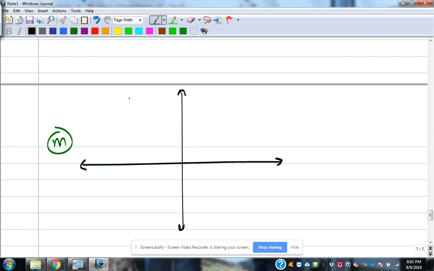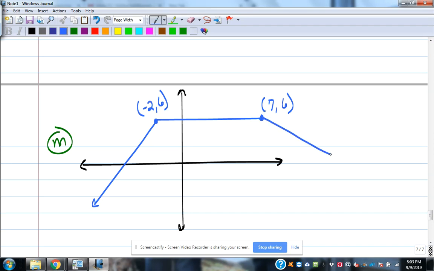on this coordinate plane, we're going to draw a little bit of a picture. So I'm going to draw a little line that goes down and to the left like that. I'll put a dot right there. That ordered pair is -2, 6. I'm just telling you that's what it is. Then I'm going to draw a flat line across and put a dot right there. And that ordered pair is 7, 6. And then I'm going to draw another line that goes down and to the right, just like that.